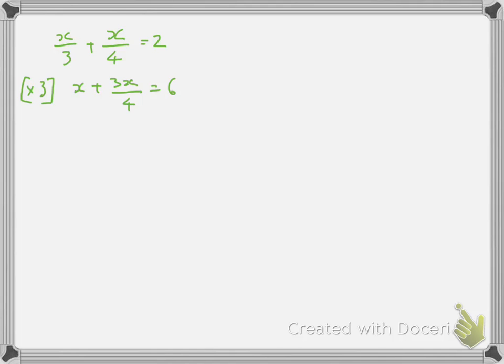And then again, I'm undoing fractions, so multiply by the denominator, both sides. I'm now left with each term, 4x plus 3x equals 24. Simple. 7x equals 24. x equals 24 over 7. Leave it as a fraction.